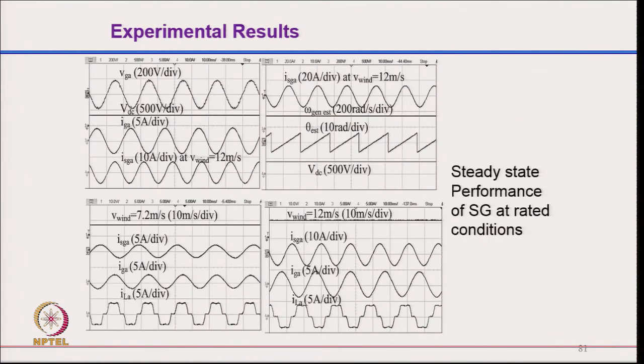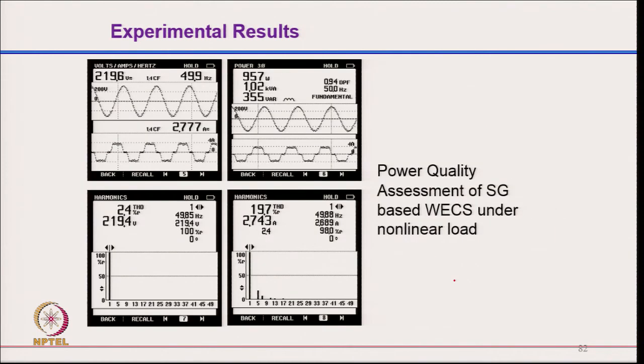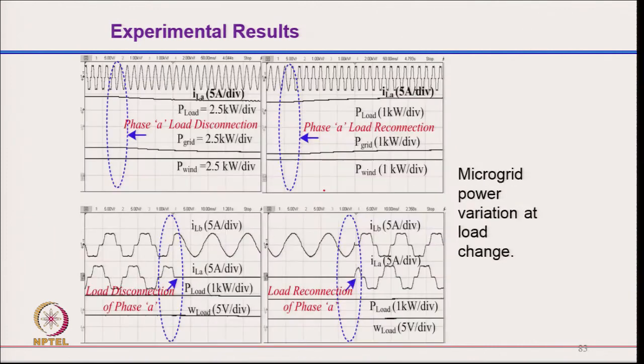These are the typical results: the grid voltage, grid current, the estimated position, the DC link voltage and load current. The load current is non-sinusoidal, but the grid current is sinusoidal, and these are the signals corresponding to reference current and grid current. You can clearly see here the THD of the grid current in islanding mode is 2.4%, when the load current THD is 19.7%.